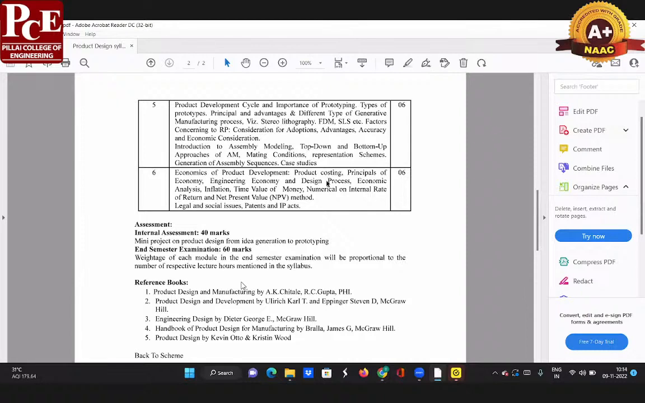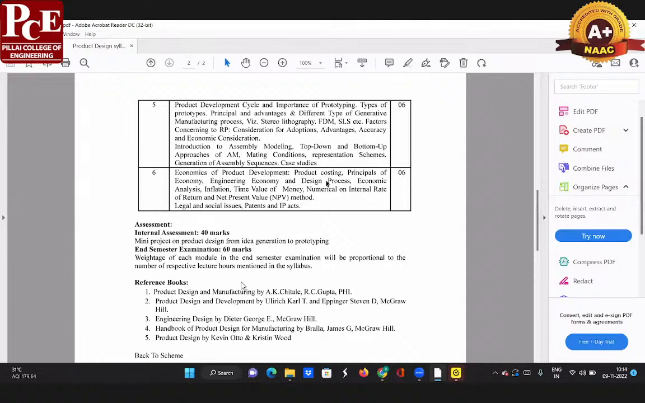In the same module, you also have some legal and social issues, the patents, the IP Act. But that is just an introduction, because you have a full-fledged subject on IP and patents. Since it's product design, one should know what patenting is, what the IP Acts are, and what the legal and social issues are.